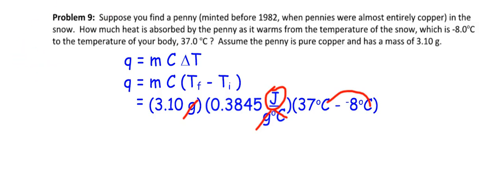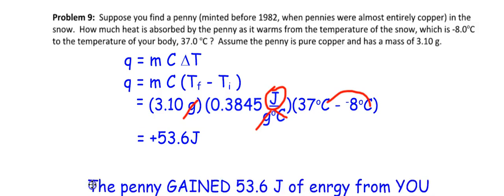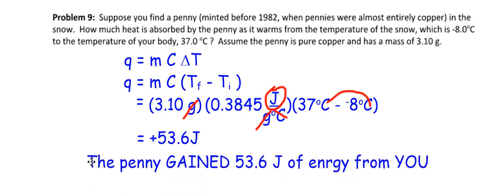So now what? Do your math. Go ahead and do your math real quick. And this is what I got. I hope you got that too. So what does this mean? Go back a few pages. Again, if Q or W or E is positive, it means something is coming into the system. And so in this case, if Q is positive, that means energy, or heat, is being gained by the penny from the surroundings. Hey, that's you, isn't it? So that means energy is going into the penny.